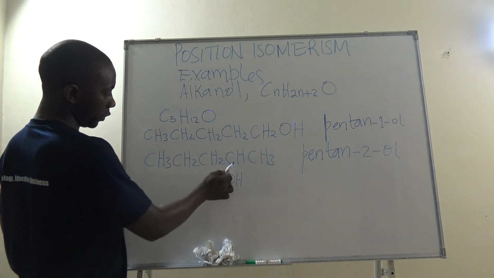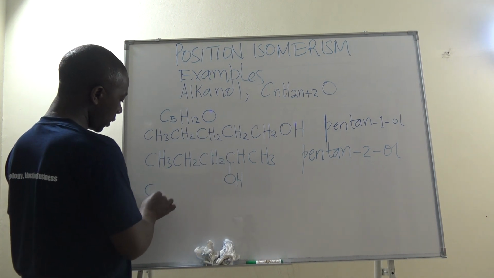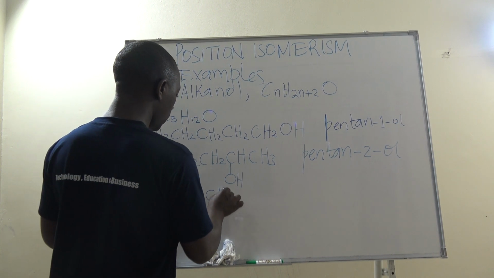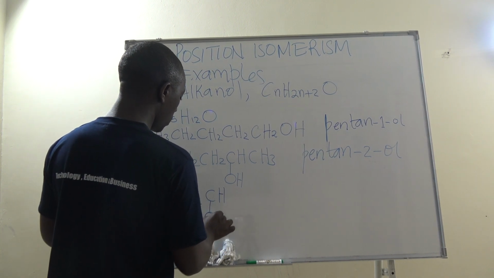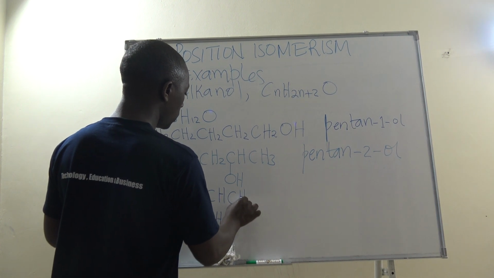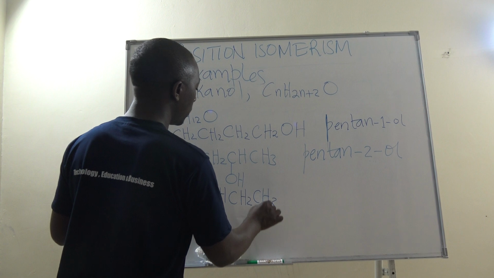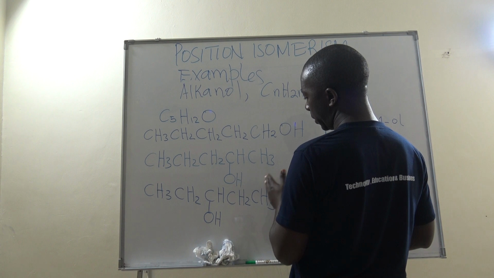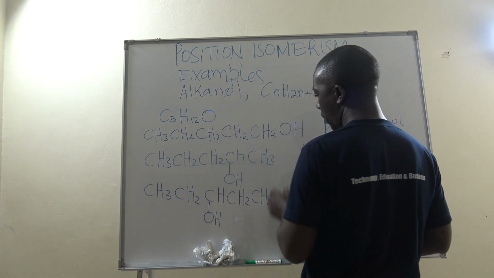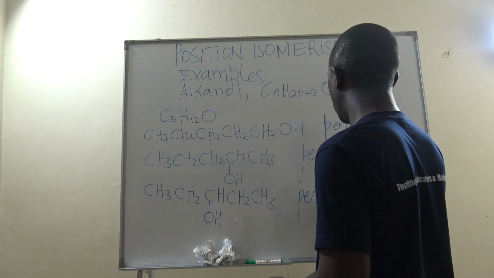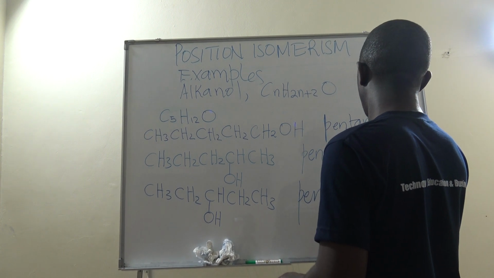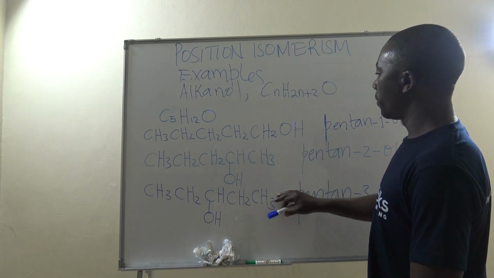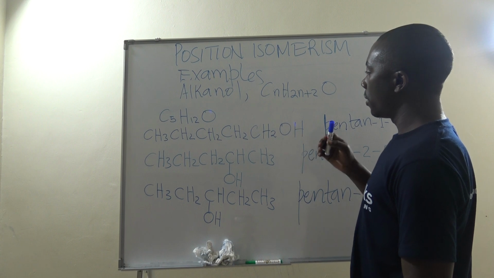Now I can also change this position from this carbon to this carbon, so that I will obtain CH3, CH2, CH, CH2, then CH3. So when you look at this isomer, counting from right to left, this is carbon 3, this carbon 2, this carbon 1. So therefore I'll say this is pentan-3-ol. So the three isomers are different by the virtue of the position of their functional groups.